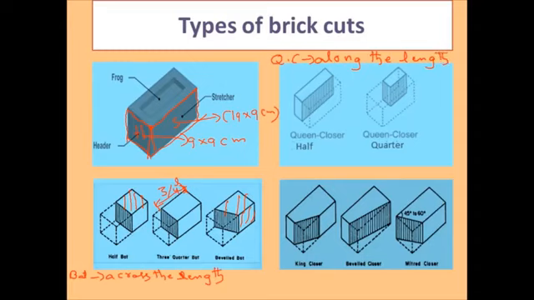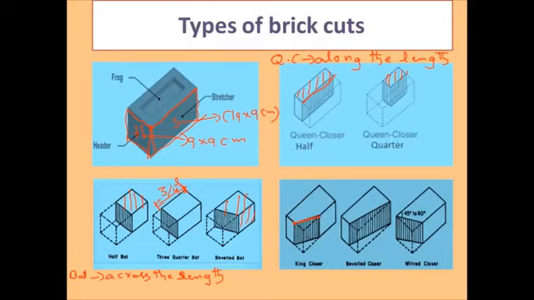So if this is the complete brick, and you cut the brick longitudinally like this, then this remaining portion of the brick is called a queen closer. So queen closer is obtained by making a cut along the length, and if you make another cut here, then you will obtain a brick portion like this. This portion is called queen closer quarter, whereas this portion is called queen closer half.